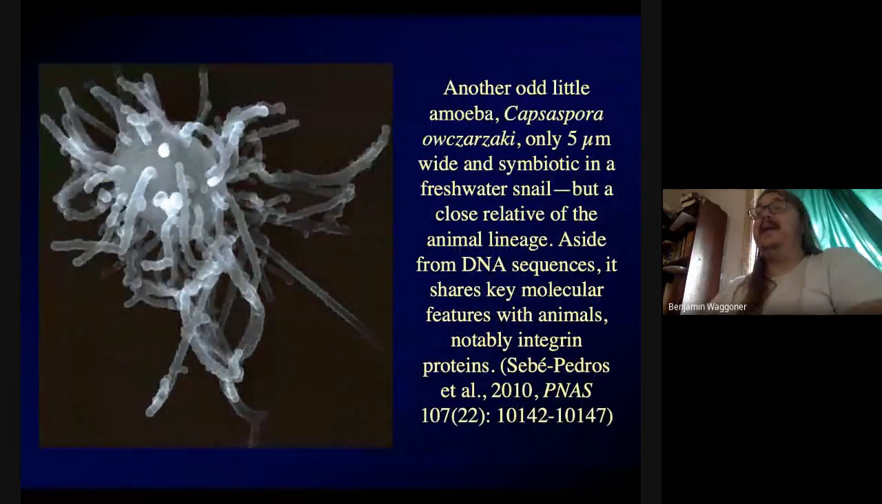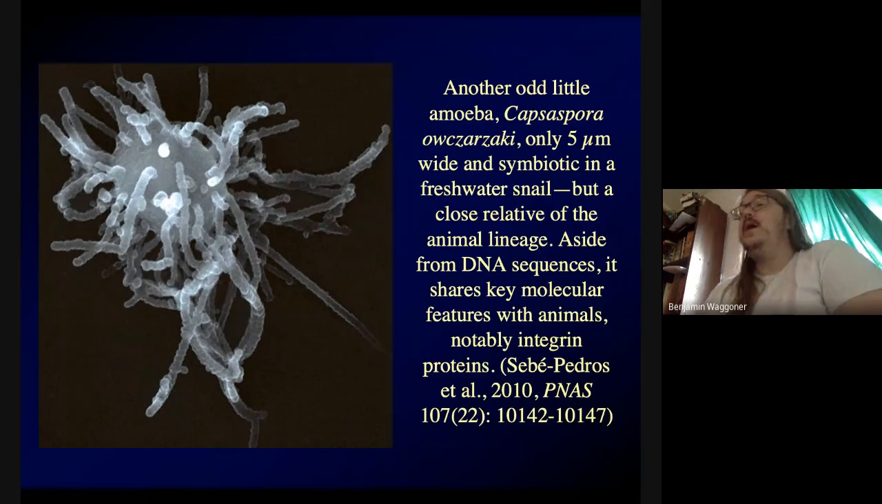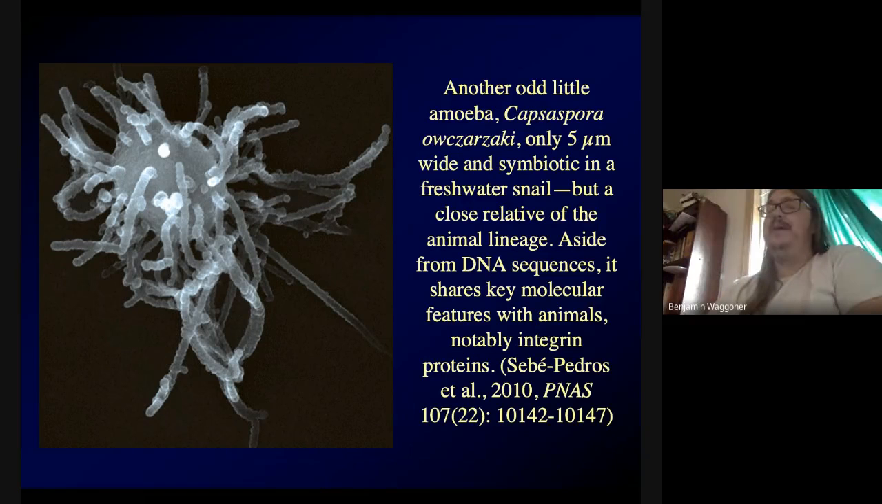Ditto for a funny little amoeba called Capsospora of Chashaki. Yeah, Ovchashak would be a Polish last name. Whatever you call it, it's only 5 microns wide, and it's symbiotic in an African freshwater snail, because somebody has to be. It's a close relative of the animal lineage.